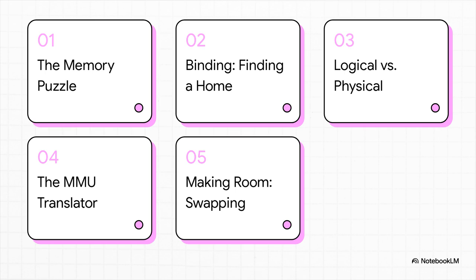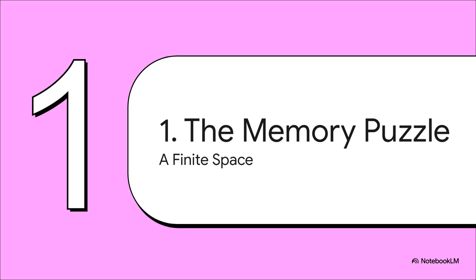First, we'll look at the memory puzzle itself. Then, we'll see how a program gets its home in memory, a process called binding. After that, we'll dive into the kind of mind-bending idea of 2 separate worlds, the logical world a program sees versus the physical world that actually exists. We'll meet the hardware hero that connects them, the MMU, and finally, we'll uncover a clever trick called swapping for when we just plain run out of room. Okay, let's jump right into that first piece, the memory puzzle.